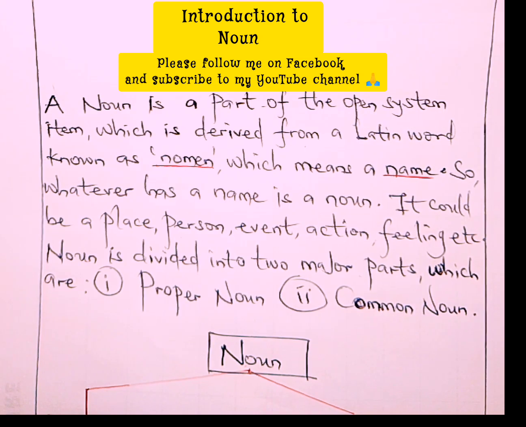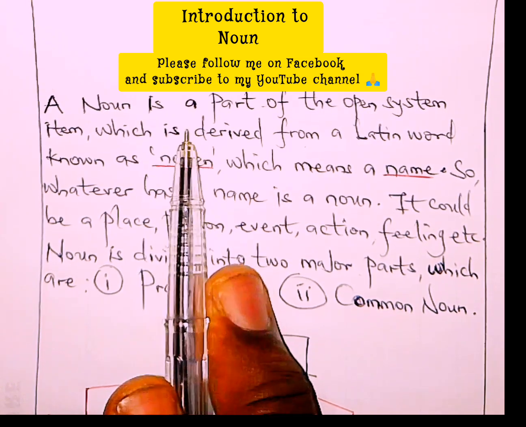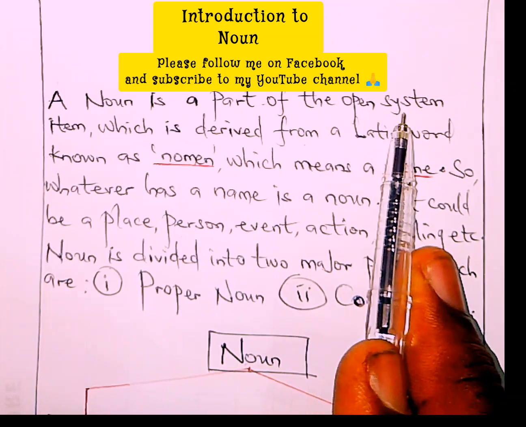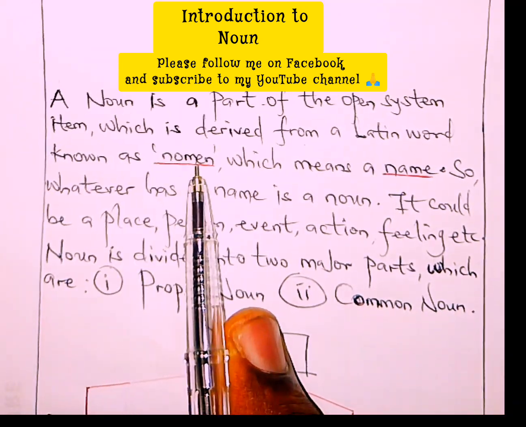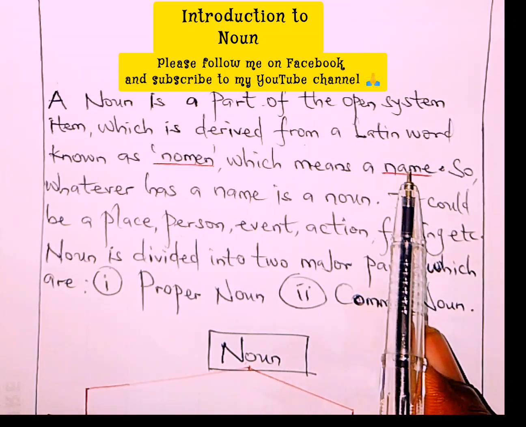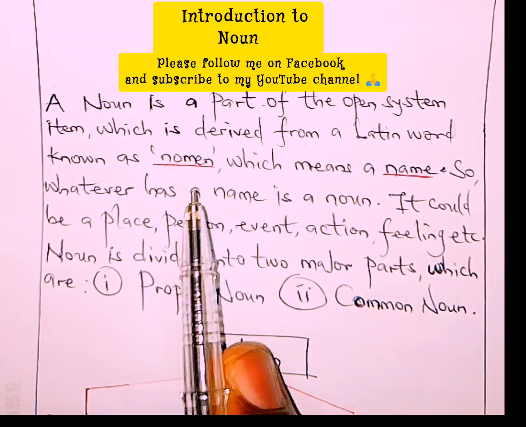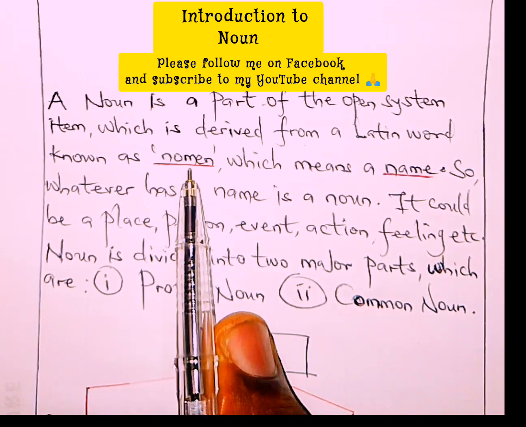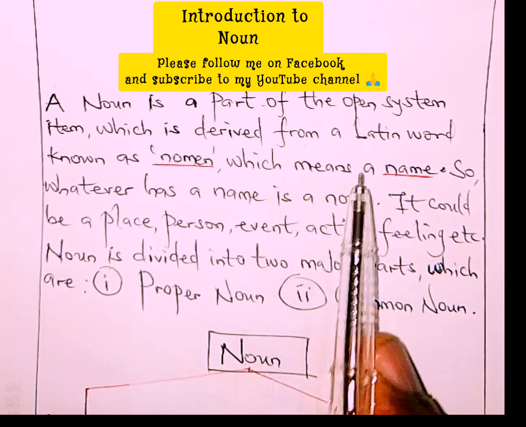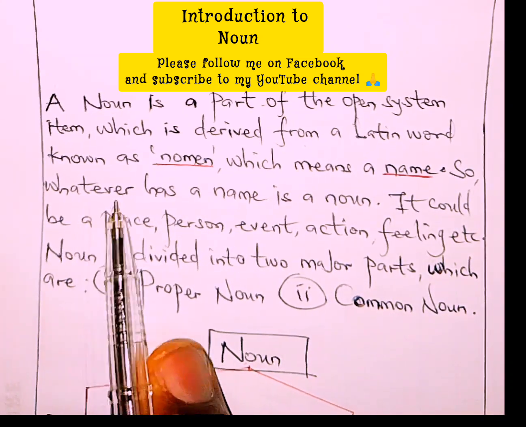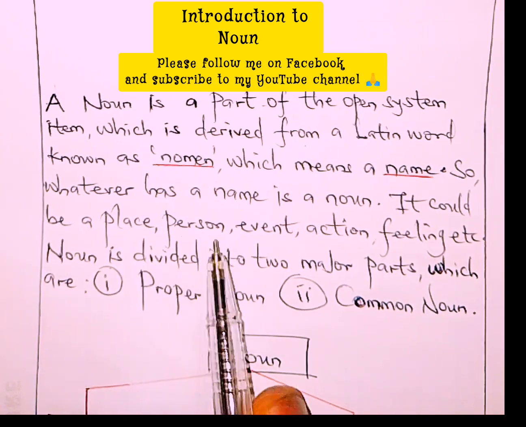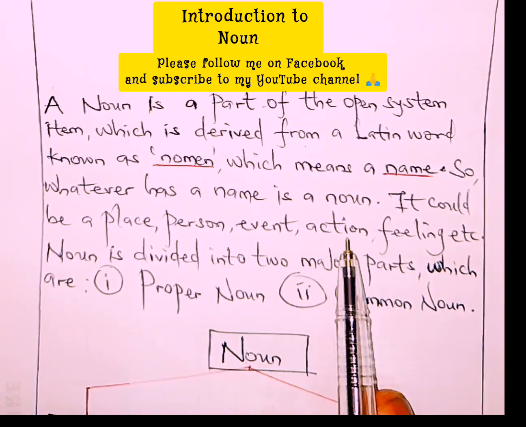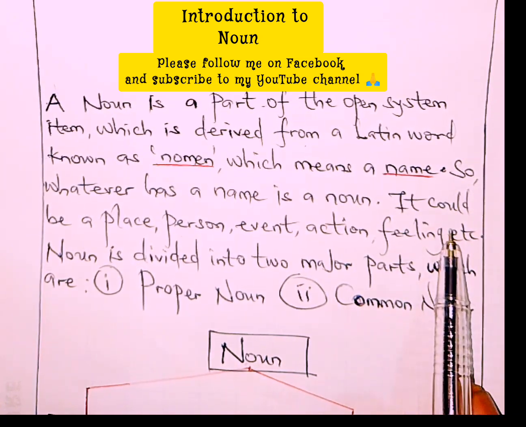So what's a noun? A noun is a part of the open system item which is derived from a Latin word known as nomen, which means a name. So the word noun itself is a Latin-originated word, nomen, that means a name. So whatever has a name is a noun. It could be a place, person, event, action, feeling, and so on and so forth.